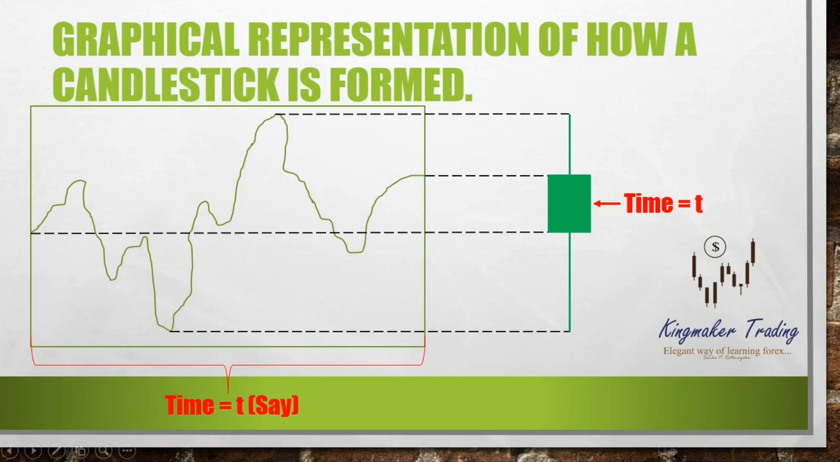You can see the highest price, the lowest price, the opening price and the closing price. Since this market movement happened during time t, this candlestick represents the time of t. Hope that makes sense.